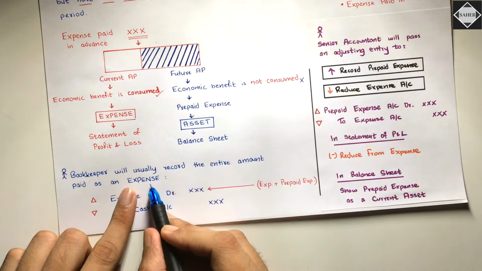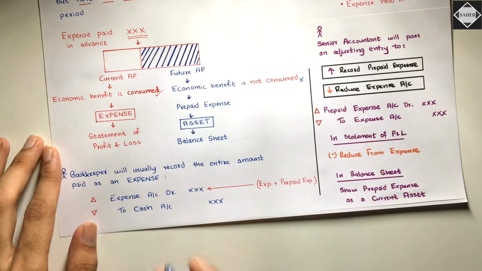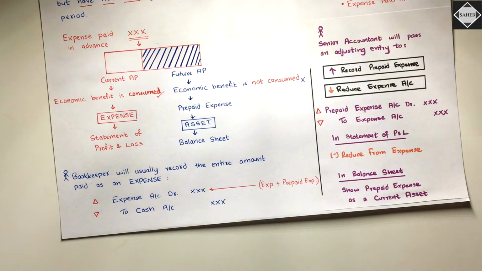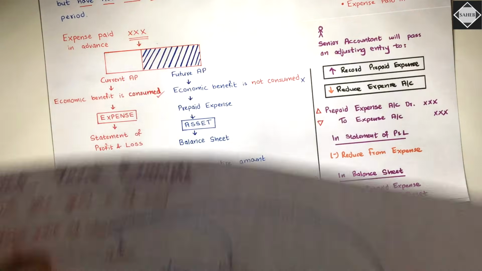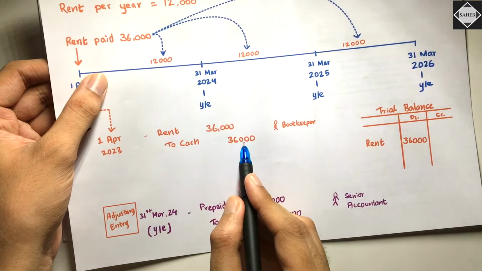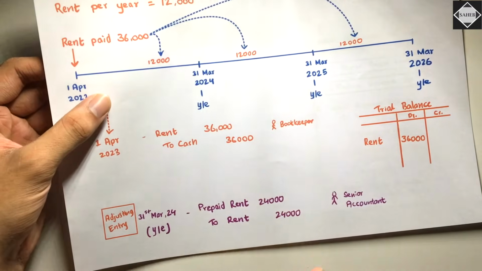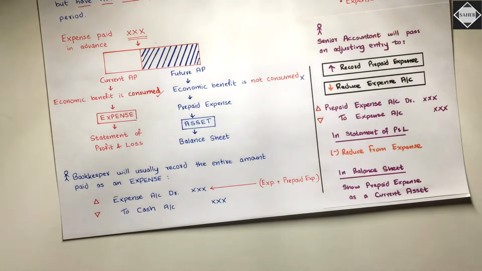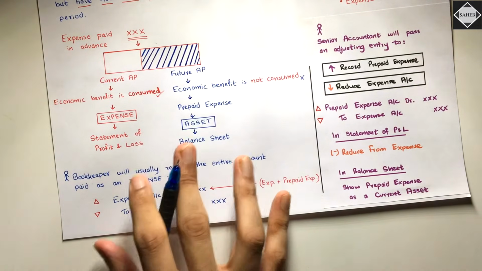Everything was treated as an expense. He was debiting the rent account and crediting cash, isn't it? That's what he did. He just recorded rent to cash, 36,000. The entire thing was treated as an expense. But sometimes the bookkeeper can also do it alternatively. 99% of the time this will happen.